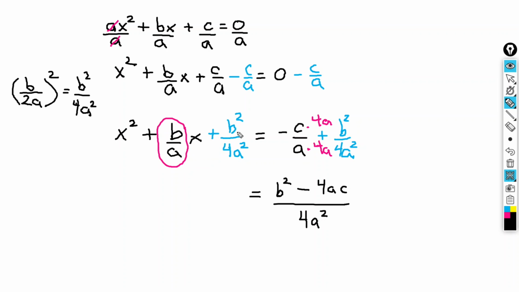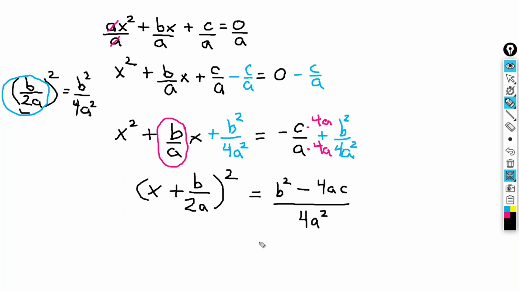On the left-hand side of the equation, this is a perfect square trinomial. So we can take this, circle that, we can take this and multiply it by itself, and we get this. And if we add b over 2a plus b over 2a, we get this. So when we factor, we're going to get x plus b over 2a times x plus b over 2a, which we can write as x plus b over 2a squared.